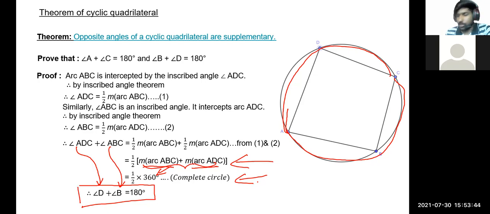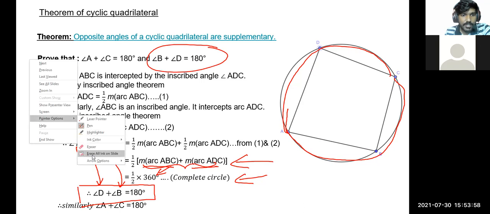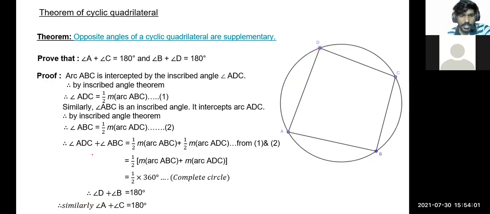Yes. Okay. So we have proved this one. Angle B plus angle D is equal to 180 degrees. And now to prove A and C, you just say similarly, in the exact same method and the exact same steps, just write the word similarly. Angle A plus angle C is equal to 180 degrees. That is how you prove that opposite angles of a cyclic quadrilateral are supplementary. That's it with this proof. Did you understand?